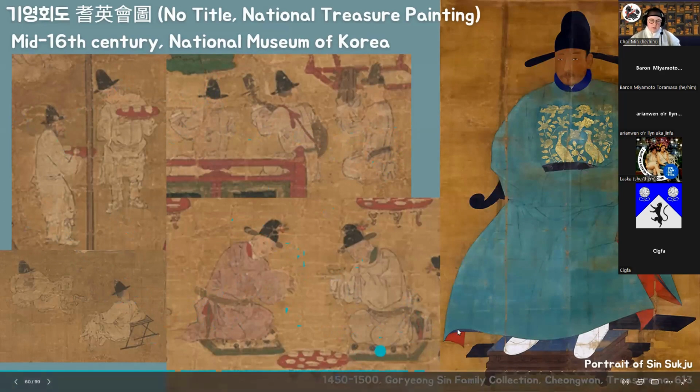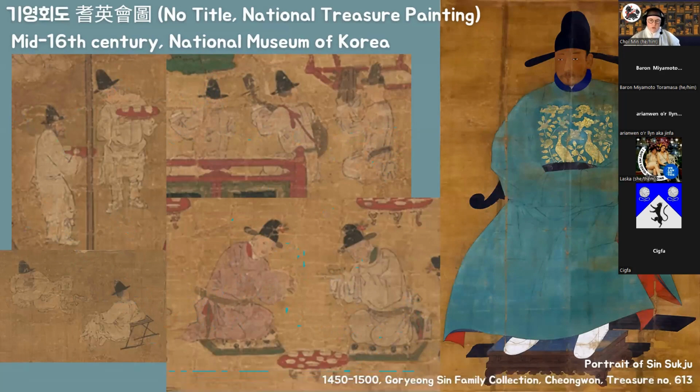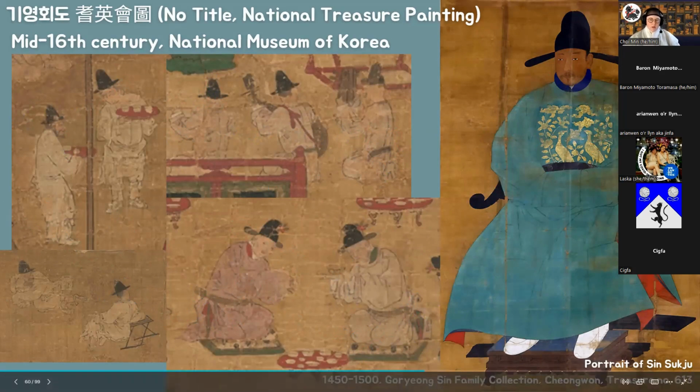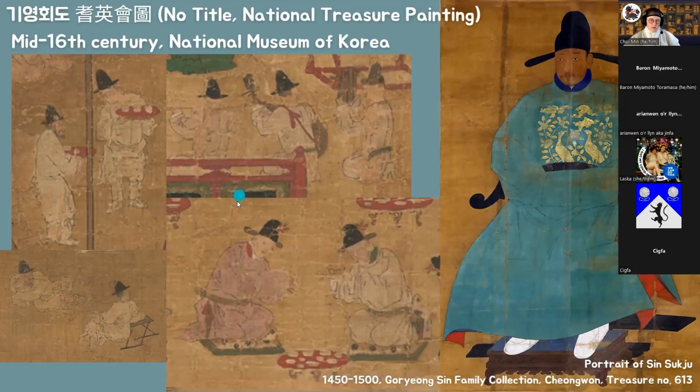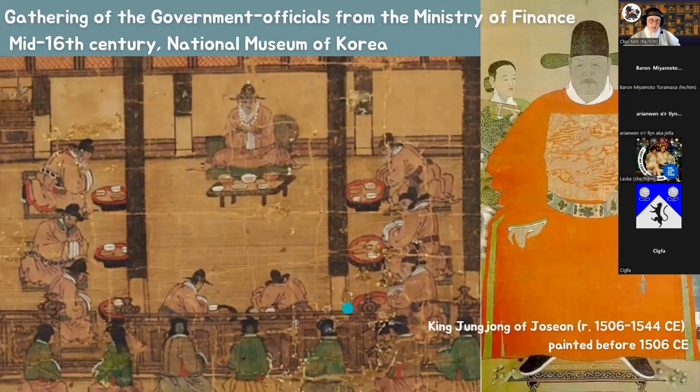Here's another, and this guy was alive 1450 to 1500-ish. I don't know if that's his birth and death dates, but that's when they estimate this painting is from. And that's him in his official robes as well. And so here's an extant of this. Here's a pink one, which is made out of cotton, and it was dyed pink. And that's what you can see in these paintings here.